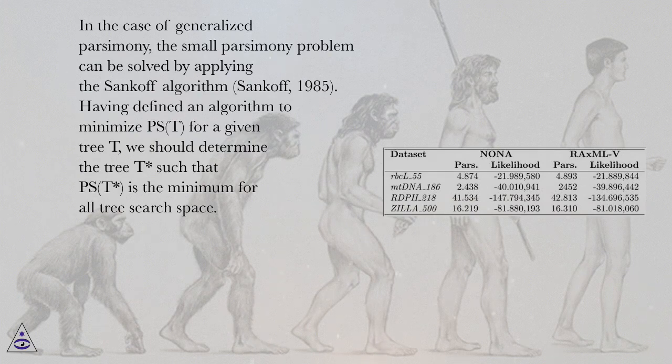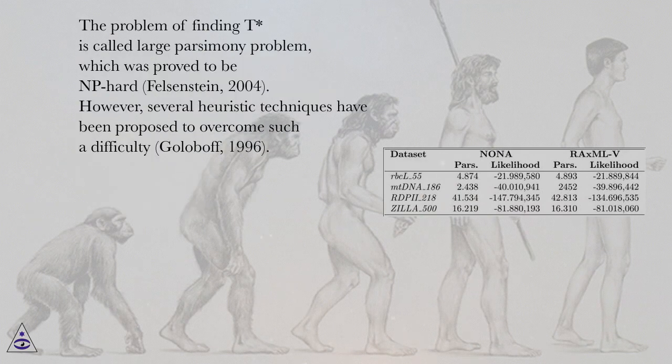Having defined an algorithm to minimize P(T) for a given tree T, we should determine the tree T such that P(T) is the minimum for all the tree search space. The problem of finding T is called the large parsimony problem, which was proved to be NP-hard, Felsenstein, 2004. However, several heuristic techniques have been proposed to overcome such a difficulty, Goloboff, 1996.